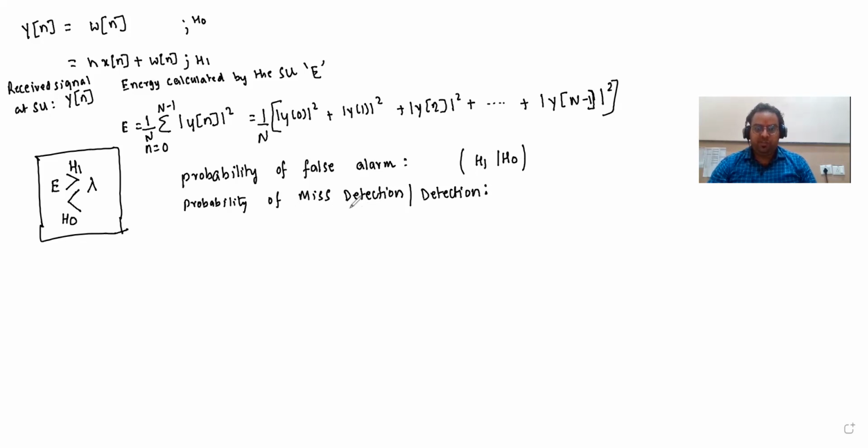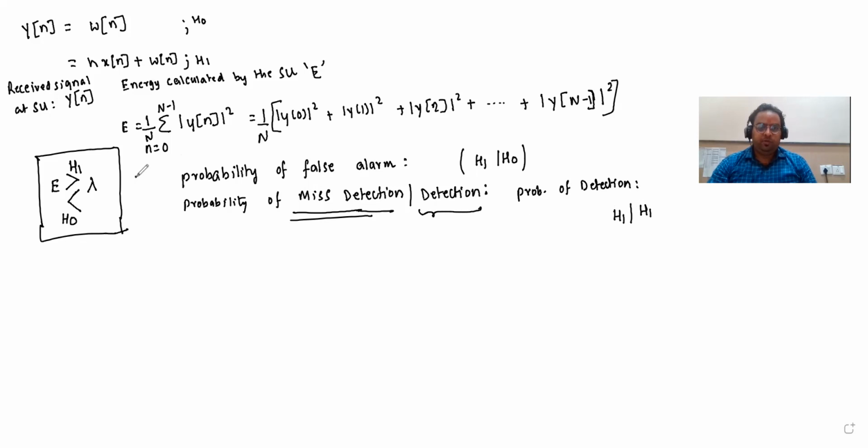The second one is the probability of misdetection. When we talk about the probability of misdetection, the first thing we need to talk about is the probability of detection. So what do we mean by the probability of detection? The probability of detection is that, given that in actuality the hypothesis H1 is true, that means the primary user is present, the secondary user decides correctly that H1 is true.